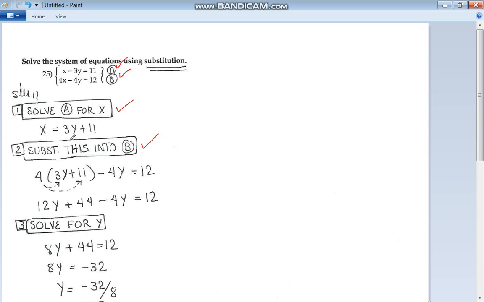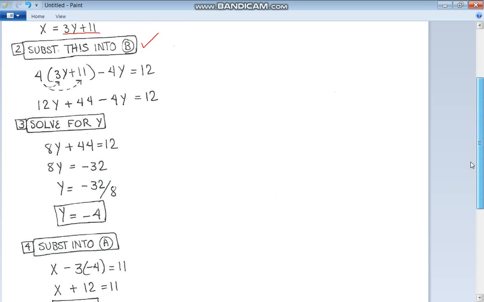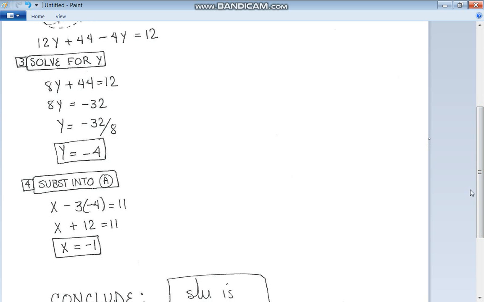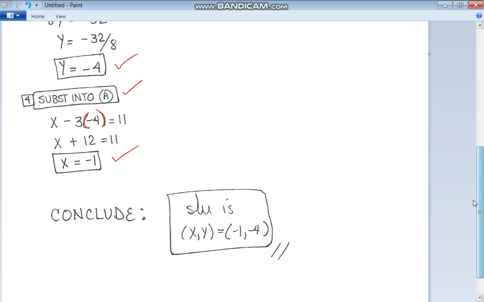Replace the parentheses with this result, 3y plus 11. Now get rid of the parentheses by distributing multiplication. 12y plus 44 minus 4y equals 12. So solve for the only remaining variable, which is y. We'll combine the y's together, and we end up getting y equals negative 4. Now take that result, substitute it into equation A, which was x minus 3y equals 11, replace the y with negative 4, and solve for the only remaining variable x. Your solution is the ordered pair x, y equals negative 1, comma, negative 4.